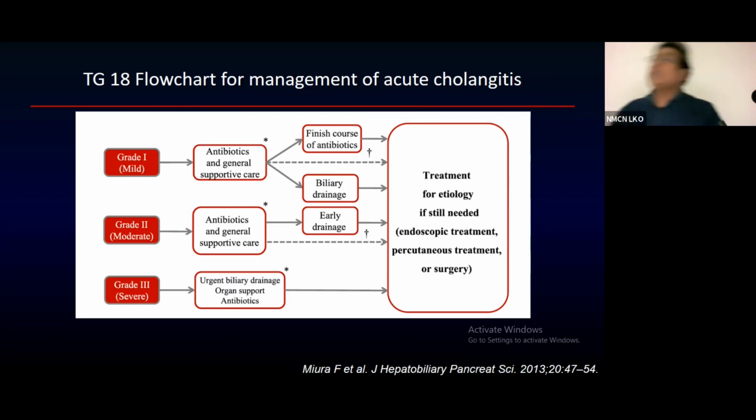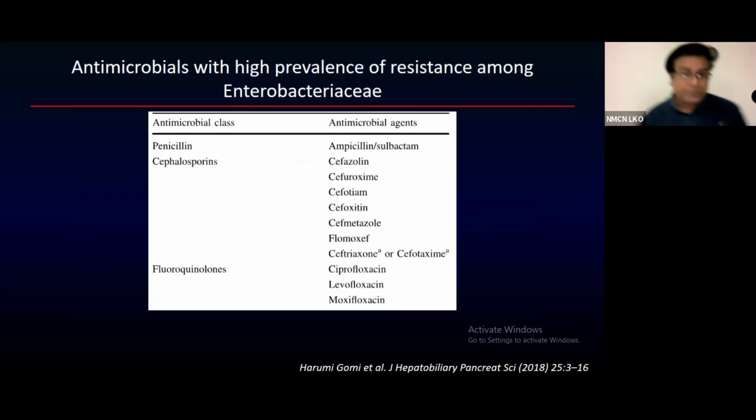However, if it is grade 3 cholangitis, then the patient merits an urgent biliary drainage. It should not be delayed, otherwise it causes high mortality. So urgent biliary drainage, organ support, and antibiotics all need to be done at approximately the same time. Grade 2 cholangitis, antibiotics and general supportive care, and then you resort to early drainage. So very important that if you have grade 3 cholangitis, the patient merits an early biliary drainage. Biliary drainage can either be done endoscopically or as a percutaneous biliary drainage, which is known as PTBD.